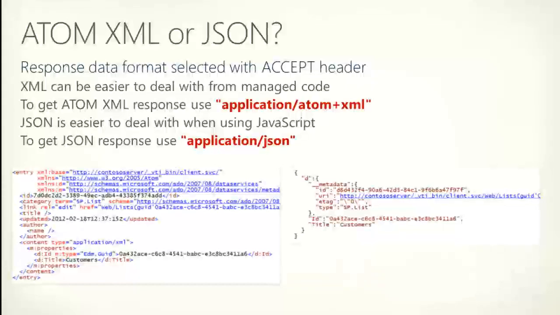So should we use Atom XML or JSON? Well, since we're using C#, XML actually makes sense. The reason is you can get that pretty easily with LINQ to XML. If you were using JSON or JavaScript, JSON would be a better approach. So keep that in mind.